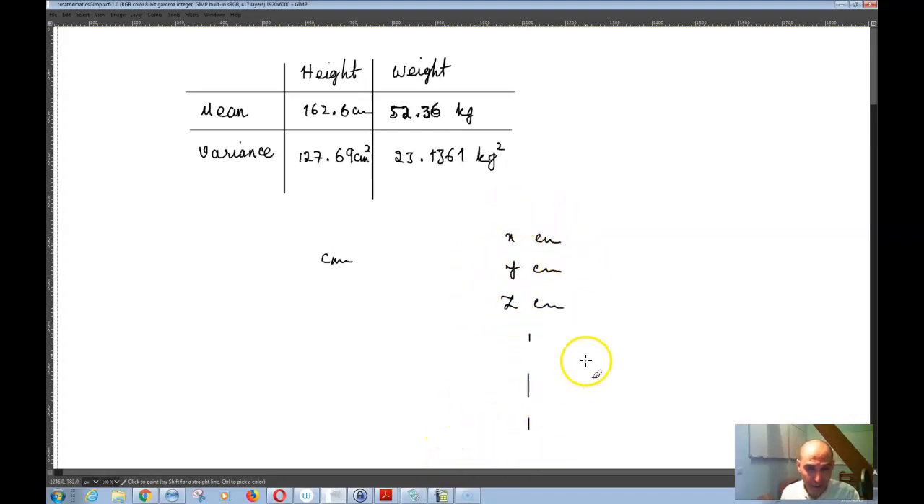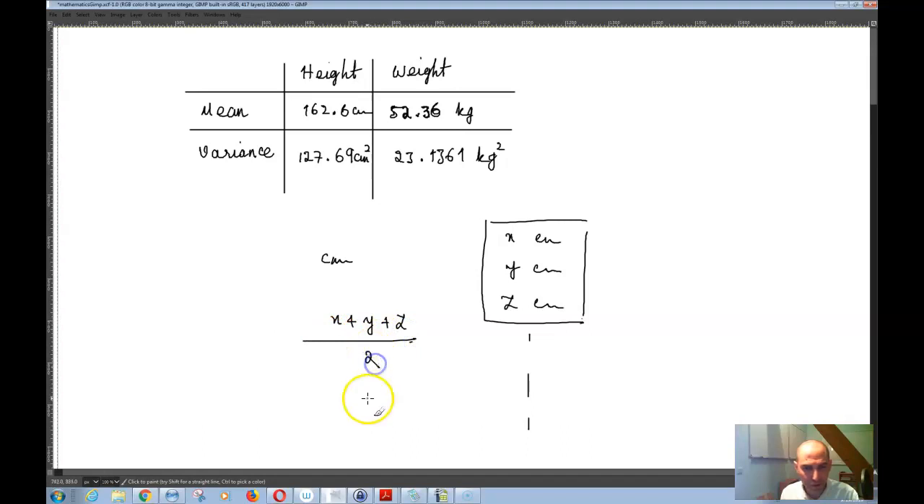Now, when you put this data together and calculate the mean, suppose that you have these three people and you want to find the mean height. Then you write x plus y plus z divided by 3, the number of these observations. That is your mean, or x bar. So you can see that you're adding centimeter plus centimeter plus centimeter, and you're dividing it by some scalar.